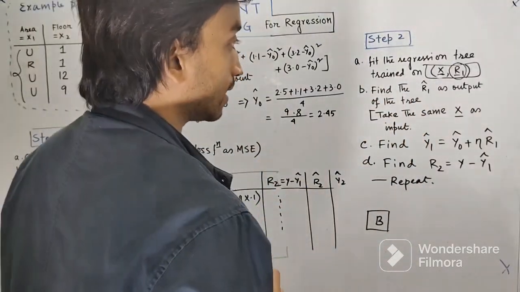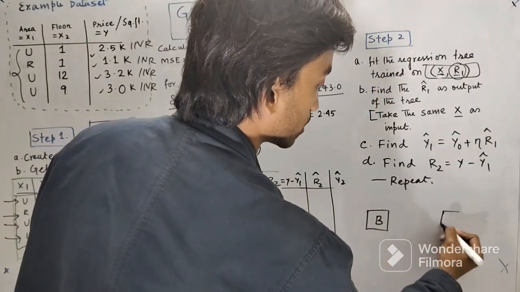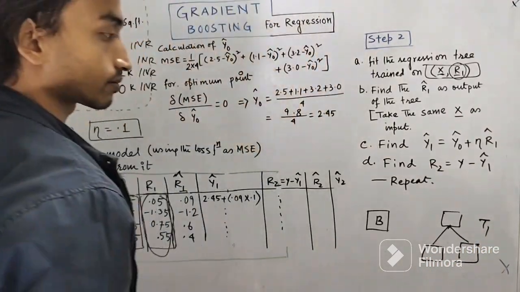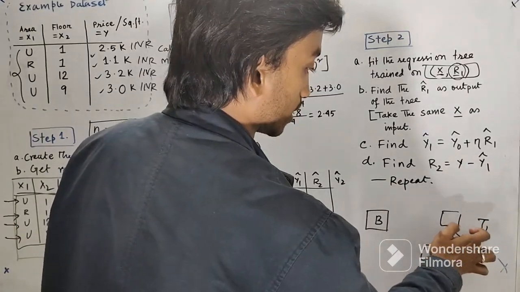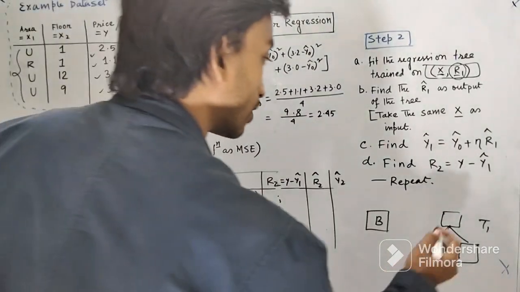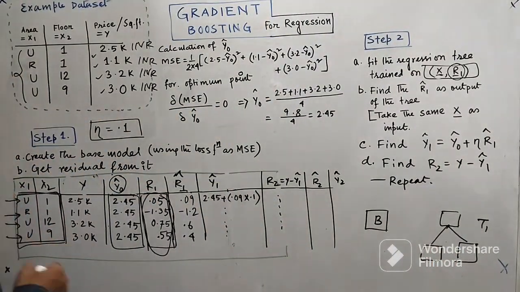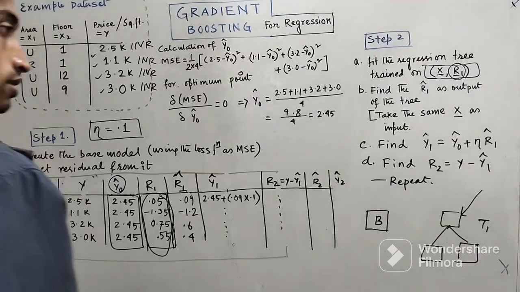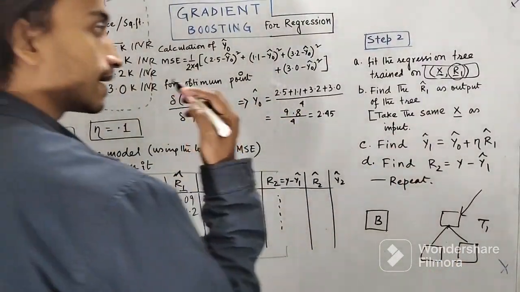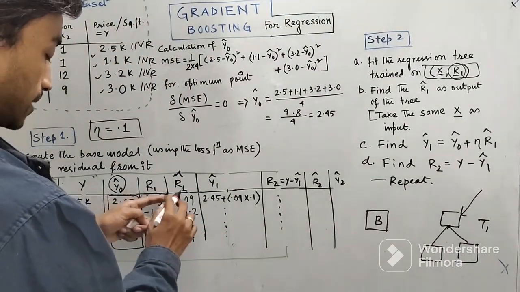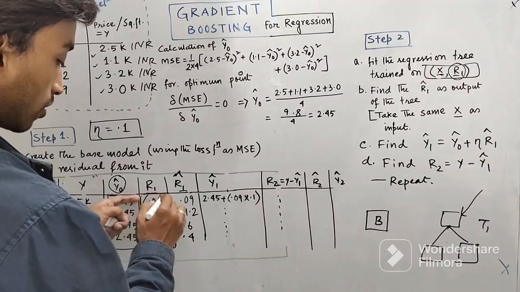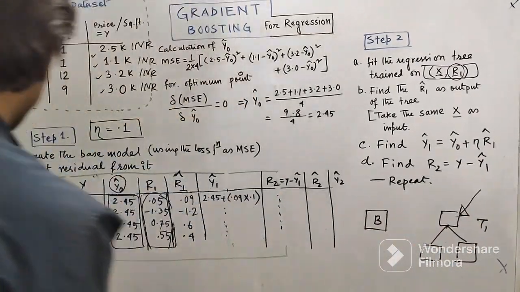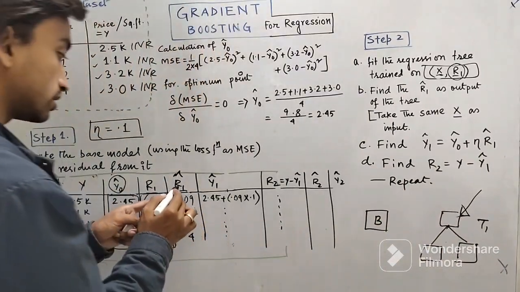Let us suppose you are getting a tree over here, and suppose this tree is your T1. For this T1, what you have to do? You have to pass the same inputs again, whatever you have trained. Because this is a regression tree, the predictions will differ from this. So you have to predict: if you pass the same inputs over here, what will be the predictions? That is your R1 hat column.